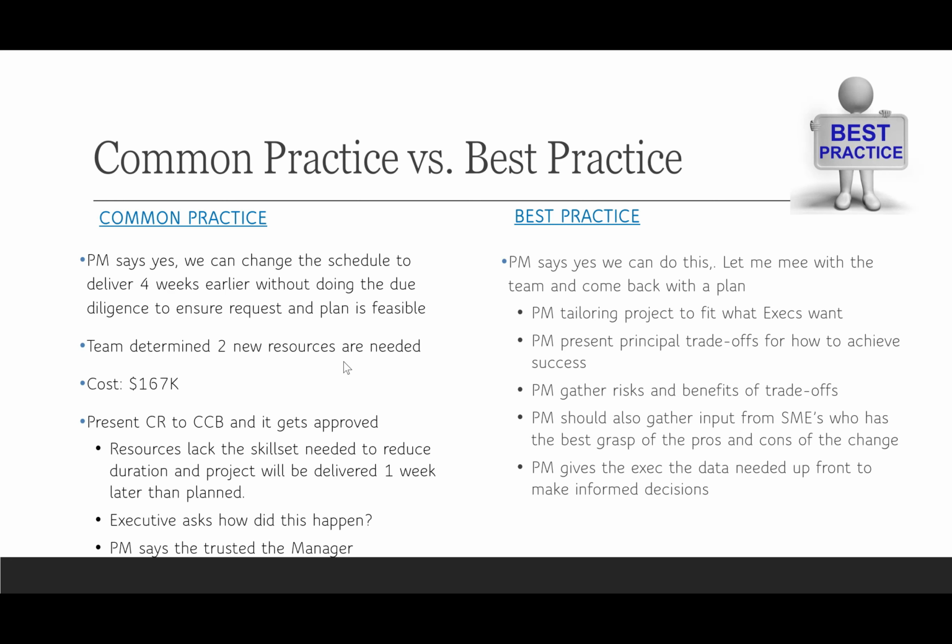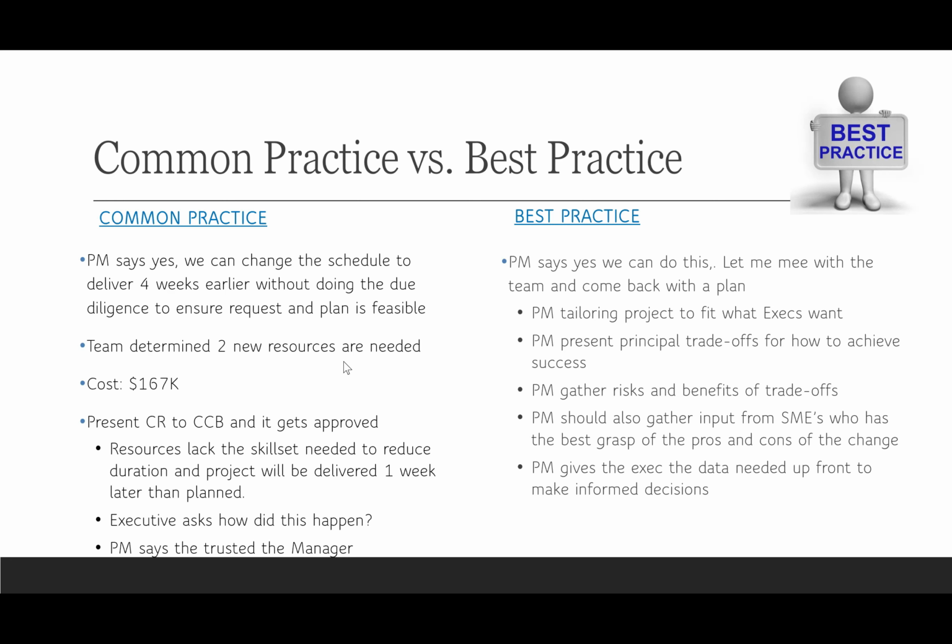Now, the PM presented the change request to the change control board, and the change request got approved. He was like, okay, fine, $167,000. That's not horrible. Let's go ahead and get this done. We'll approve it. So as time went on, we found out that because of the lack of skill set from those two developers, the development is taking a lot longer than expected.